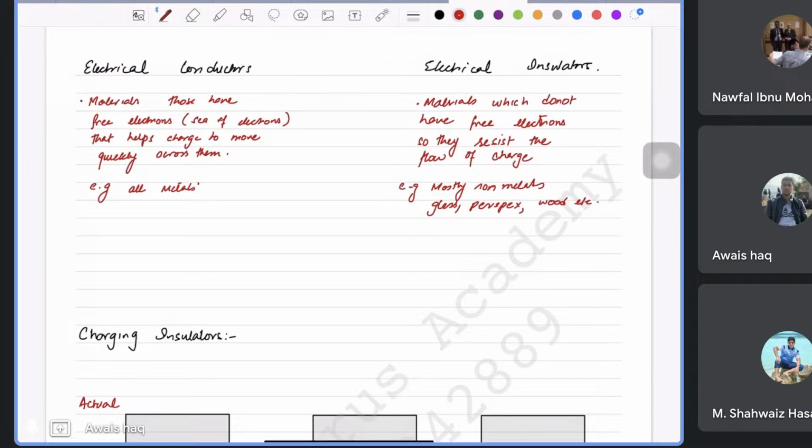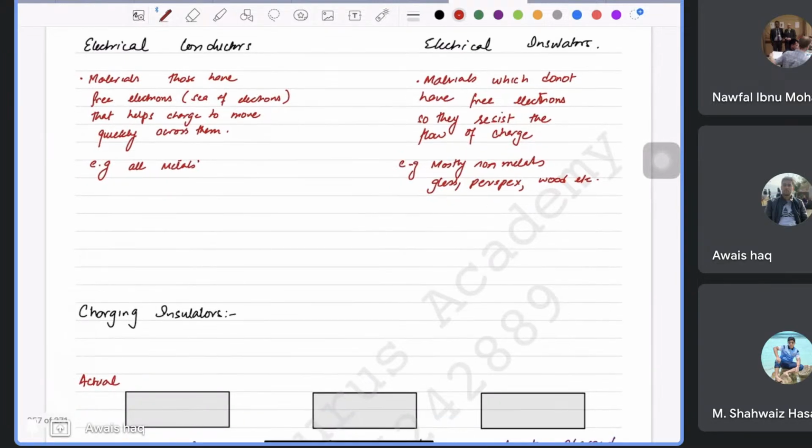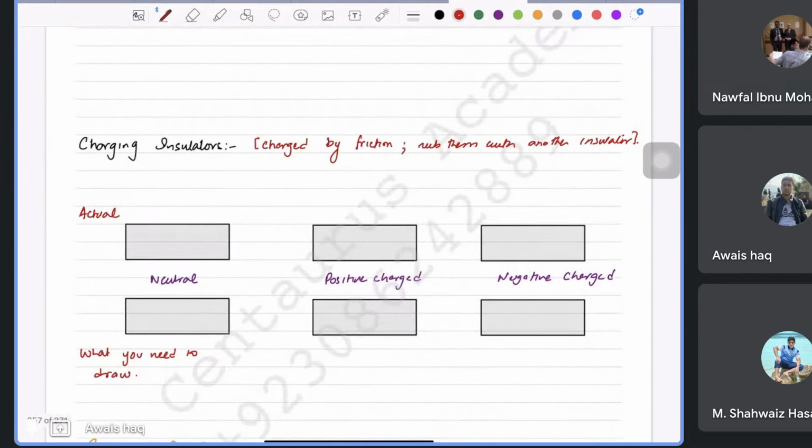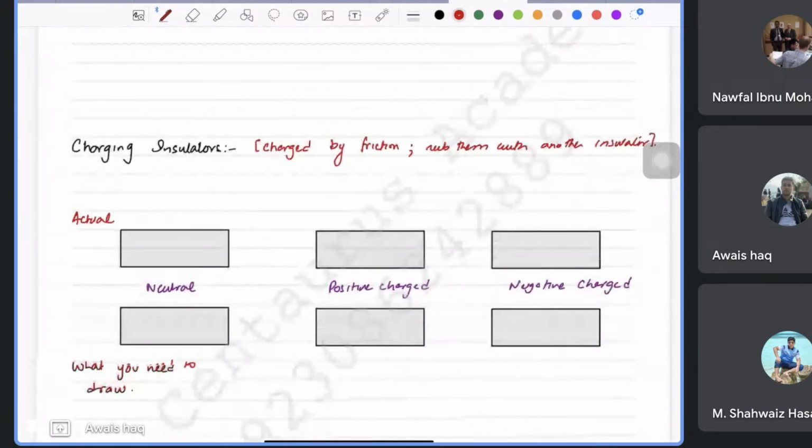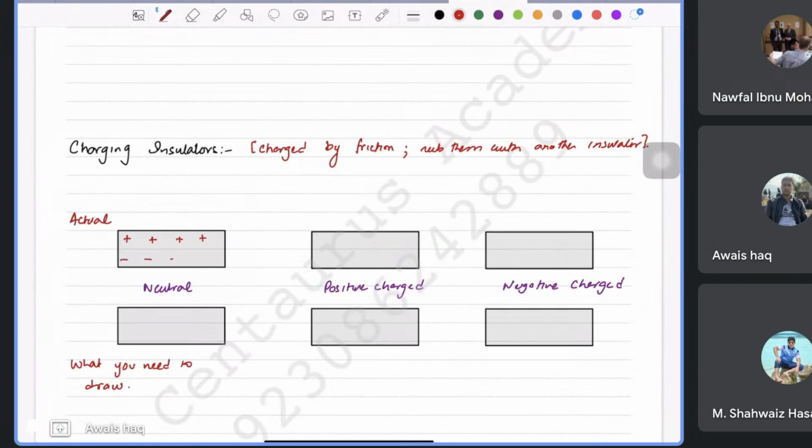Okay, then the thing is that we can still charge the insulators, and there's a way. The charging of insulators is done by friction. So we're going to write about that in a bit. Charged by friction, and friction means that you need to rub them with another insulator. So I'm just going to tell you how it makes it possible. Basically, neutral means that it has the same number of positive charges as negative charges. So if they're equal, then what we draw is like this. We don't show any charges. That means it's neutral. Is it clear, everyone?